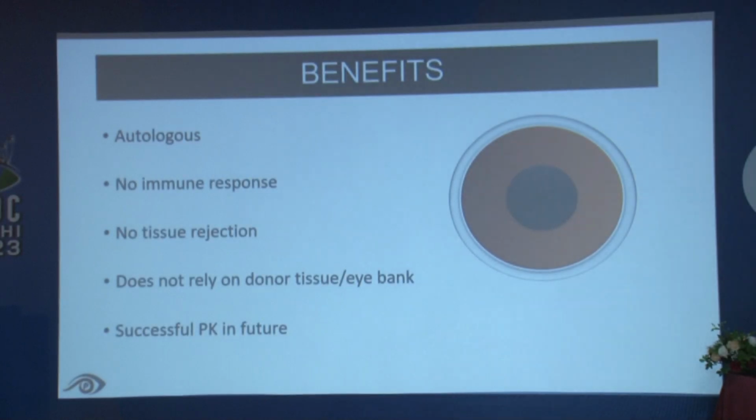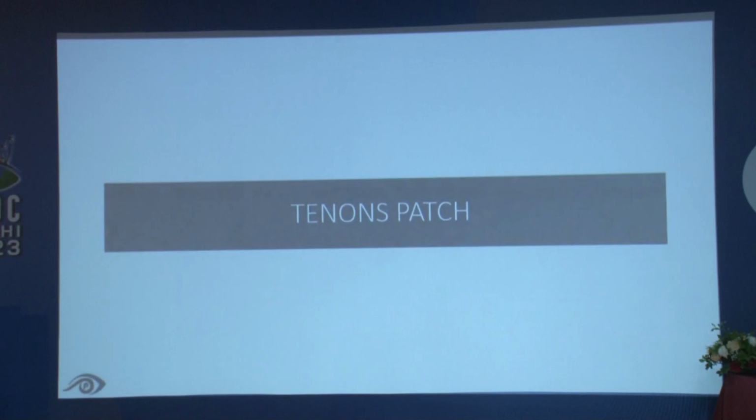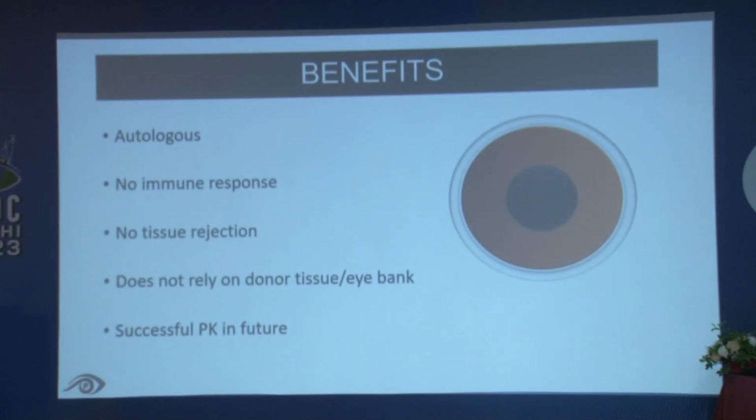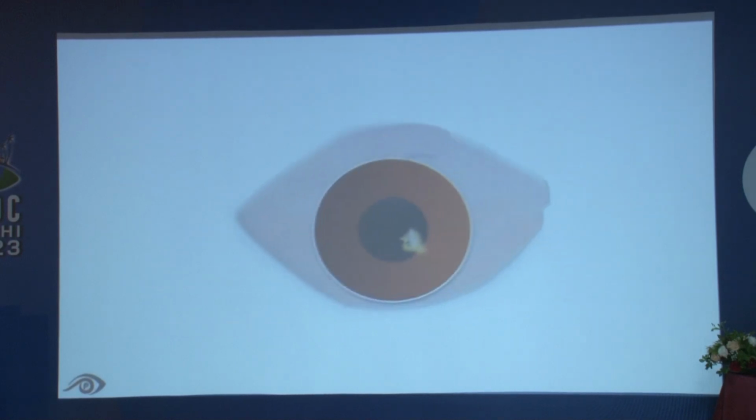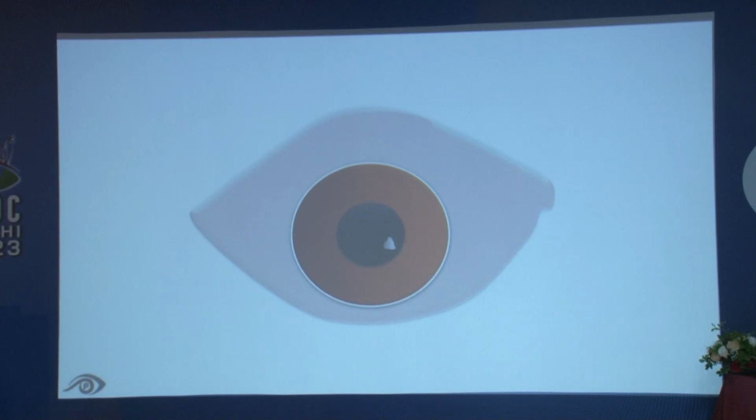That depends from case to case. And next, coming to the Tenon's patch. You can also use a Tenon's patch. The benefit being it is autologous. There is no immune response, no tissue rejection, and you need not rely on a donor tissue or eye bank. And it also gives you a successful keratoplasty in future. So again, you can harvest it from the patient's own cornea.